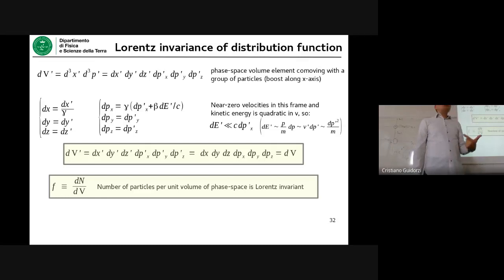We call this the distribution function. And the density of particles in the phase space is something that you are probably already familiar with in other contexts.